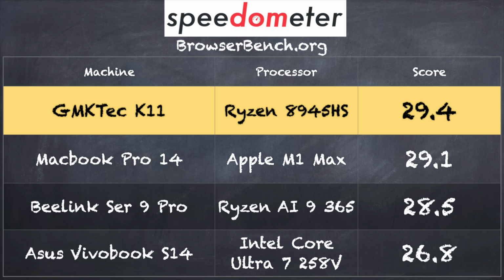So all in, from a basic standpoint, performance here is quite good. And on the browserbench.org Speedometer benchmark test, we got a score of 29.4. That puts this right in line with its peers in the marketplace. It's even pretty much within the margin of error with one of the newer Ryzen AI 9 processors.